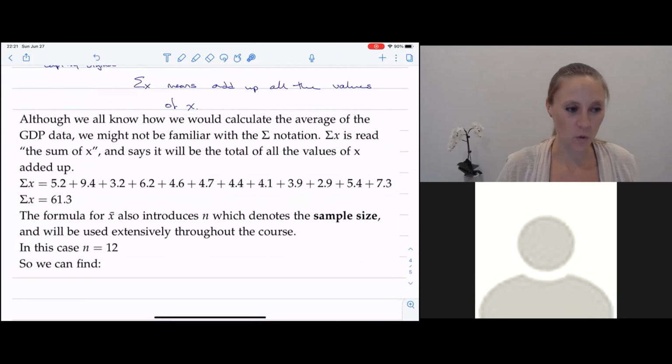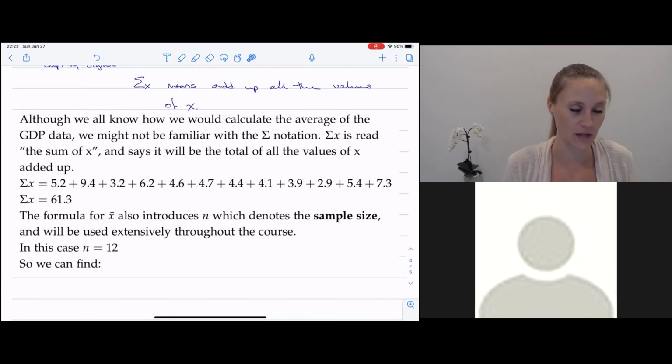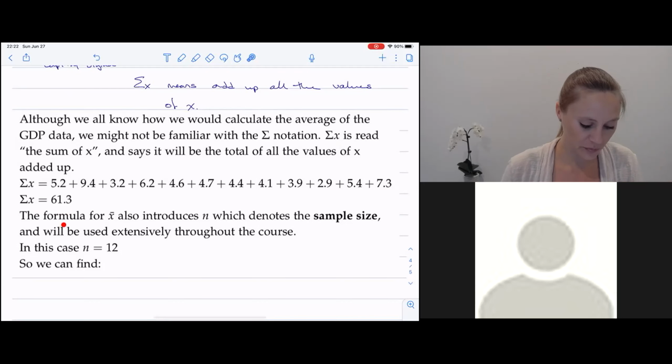But anyways, so we add up all our x's. So the sum of x is going to be, once we add them all up, 61.3. Hopefully I did that right. There's always room for mistakes. In general, if you find that I've made a mistake somewhere, that is very possible because I'm probably just calculating it on the fly. But in this case, I'm feeling pretty good.